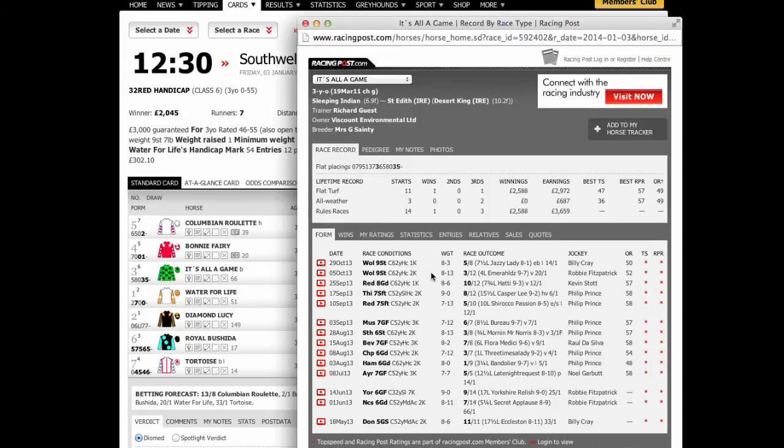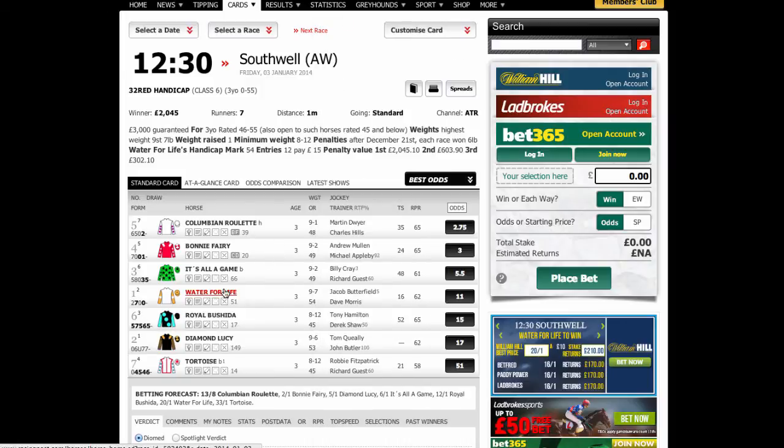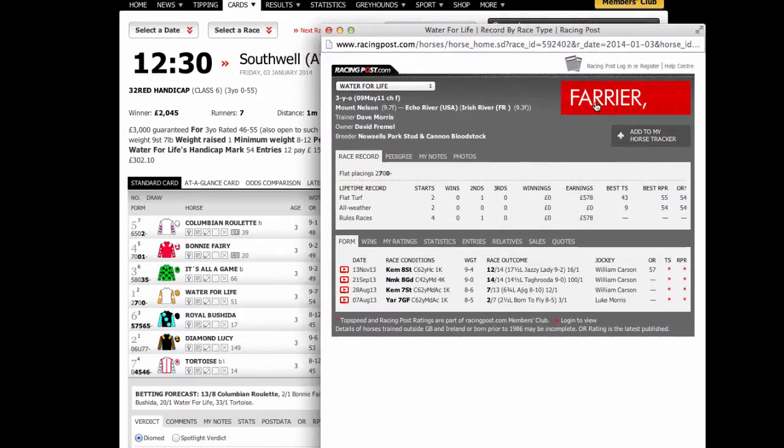Possibly a good contender though, placed recently over a similar class as today, and at 8.12 the increase is smaller than the others. So in fact we probably prefer this horse slightly to Boniferri, but not as much as Colombian Roulette. And then finally, Water for Life. We're taking a quick glance here.